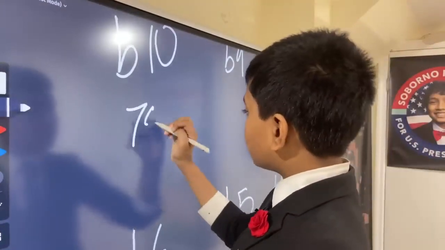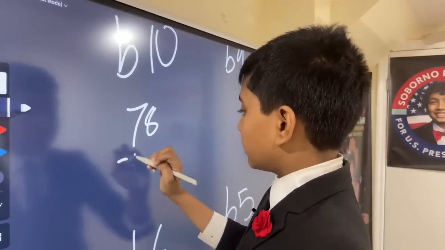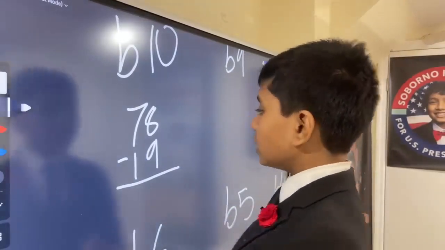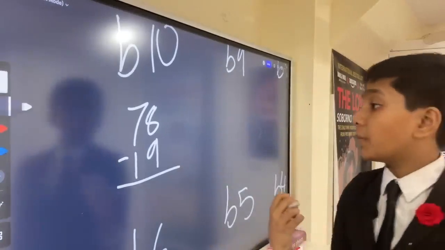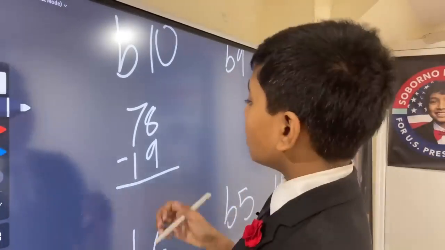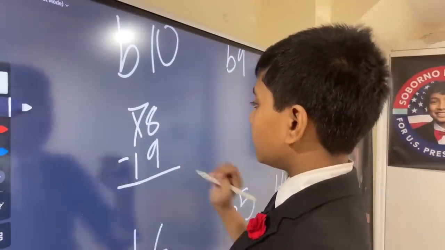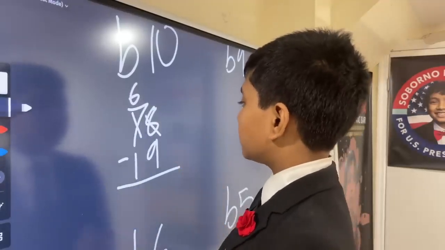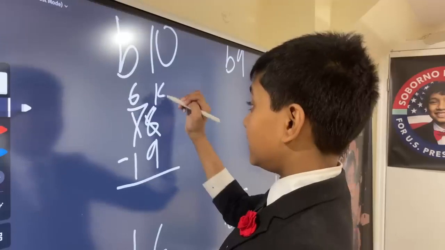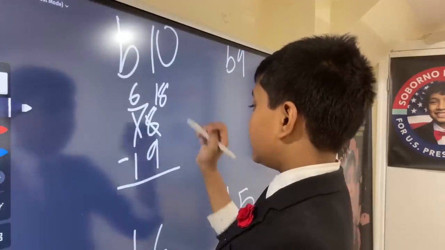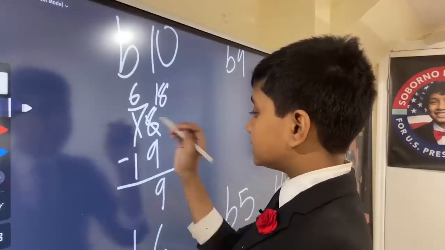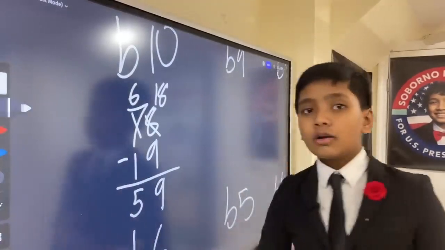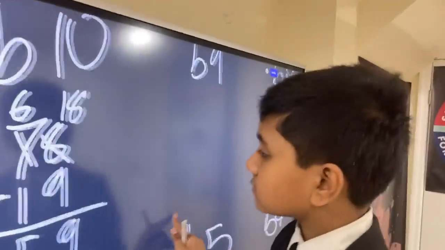Let's do, for example, 78 minus 19. Okay, so here, 8 minus 9, that's not possible. So what we're going to do, we're going to take 1 10 off this 7. So this 7 is going to become 6. This 8 is going to become 8 plus 10, which is 18. So 18 minus 9 is obviously 9. 6 minus 1 is 5. 59. That's simple.